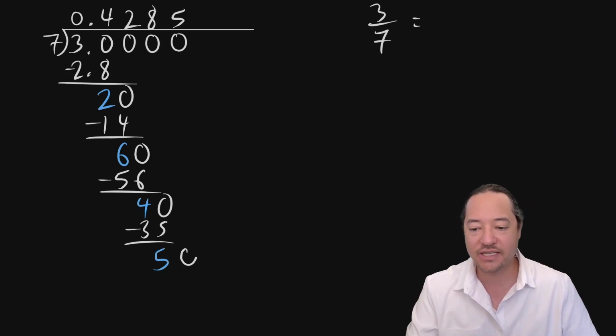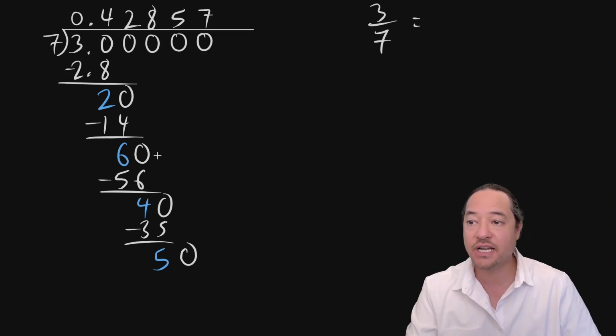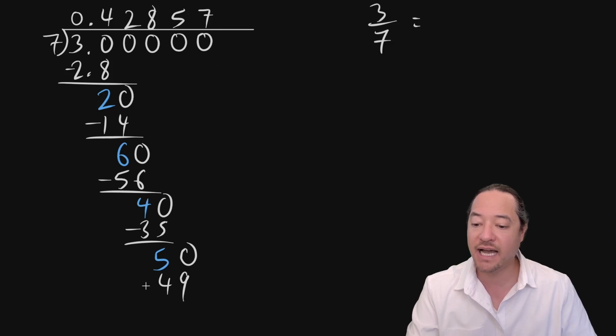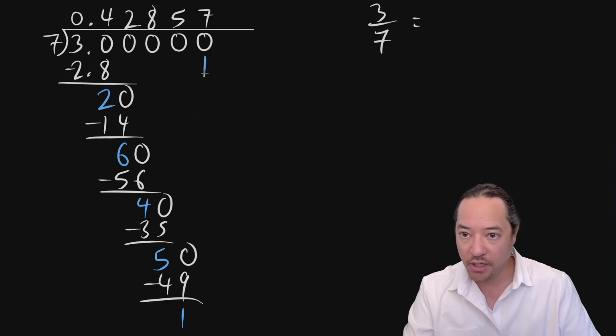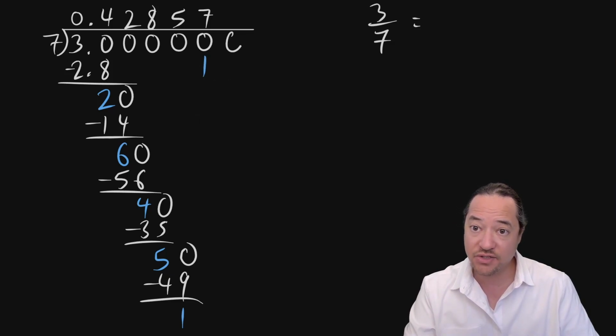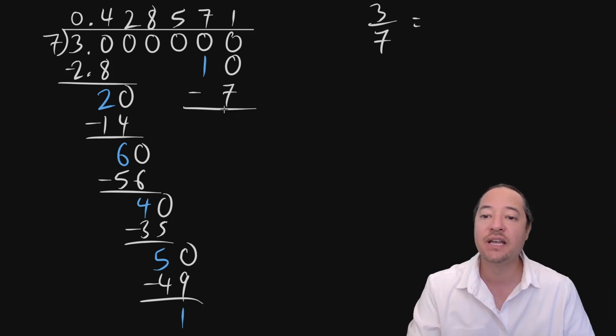Well, I guess we're still not done, so we have to bring in another 0 here. 7 goes into 50 7 times, right? 7 times 7 is 49, so that's going to give us a remainder of 1, okay? We're not quite finished, but we're out of room, so I'm going to write the 1 up here, and we're going to bring in the 0 over here. 7 goes into 10. Well, that's just 1 time, right? So that's going to be 7. We'll subtract off. 10 minus 7 is going to be 3.